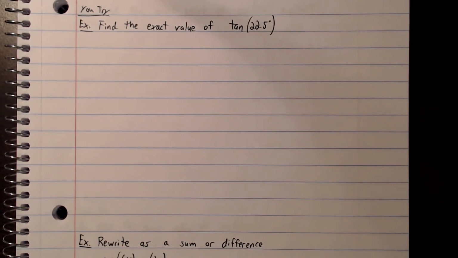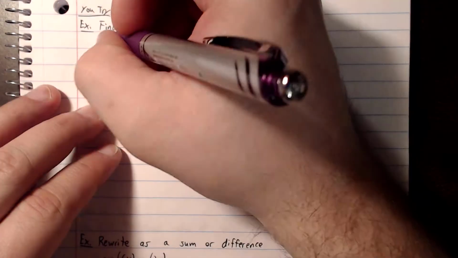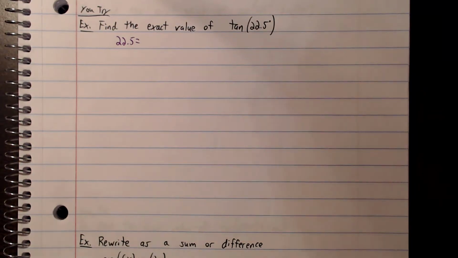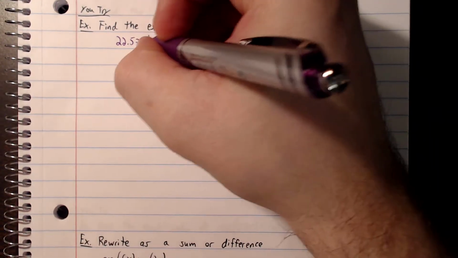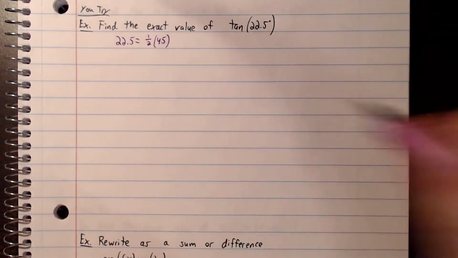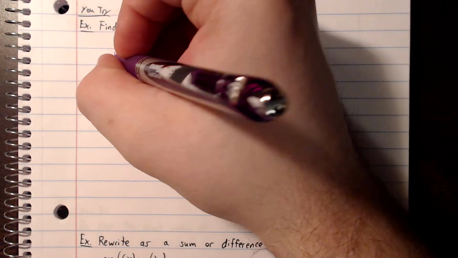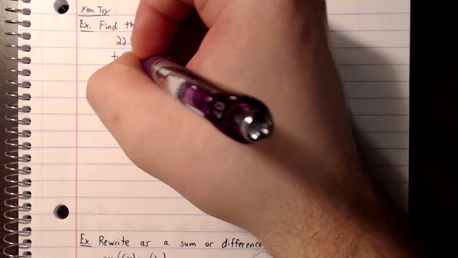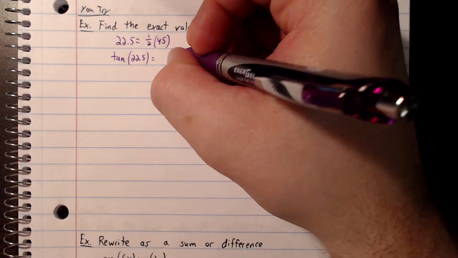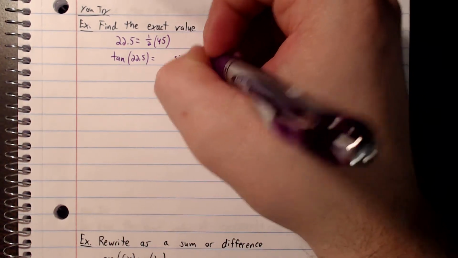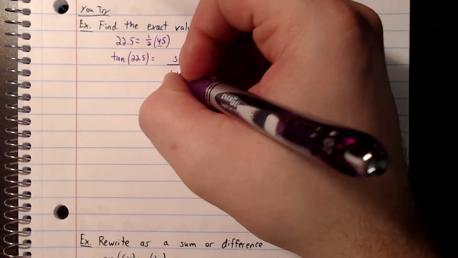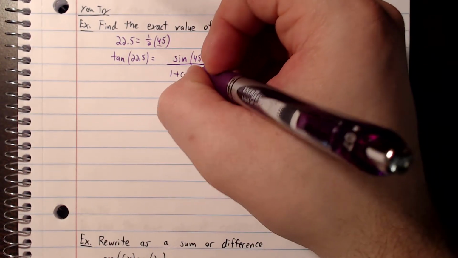Alright, let's check out how you did. I gave you an easy value to work with. 22.5. That's half of 45. So this is our U value that we want to use. Tan of 22.5. According to the half angle formula, I use the bottom one. Right? They give us sine of U, which is 45, divided by 1 plus cosine of U.